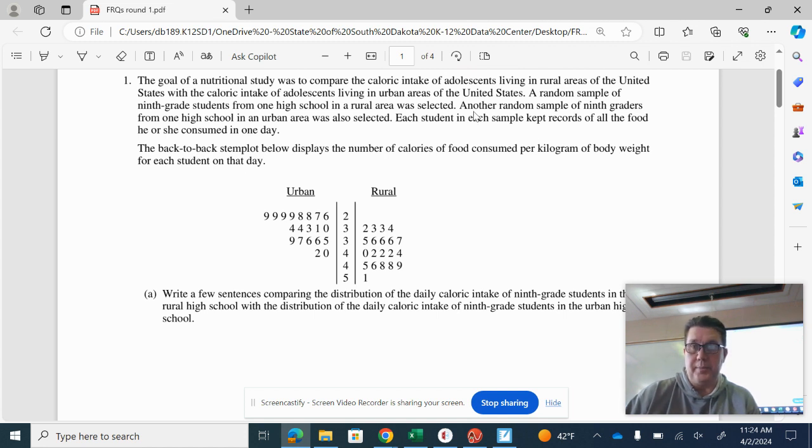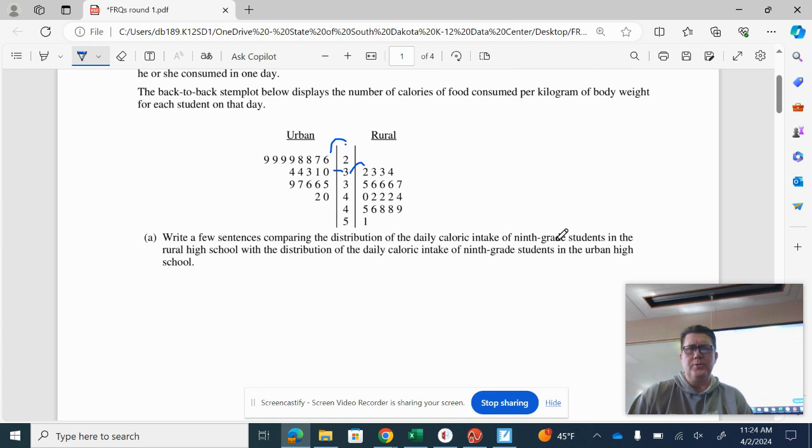It talks about it being per kilogram. Not sure why they use kilograms and not pounds, but per kilogram weight of the calories. But the bottom line is, if you're looking through this and you've forgotten what a split stem plot is, if this is 20 and then this is 6, that's 26. Over here, this one is 32, this is 30 on the other side. We can read all those values.